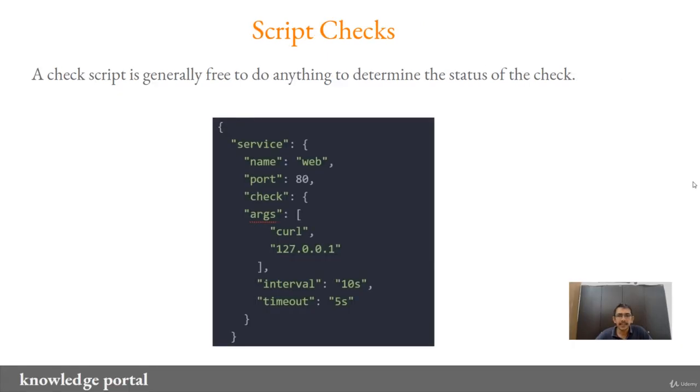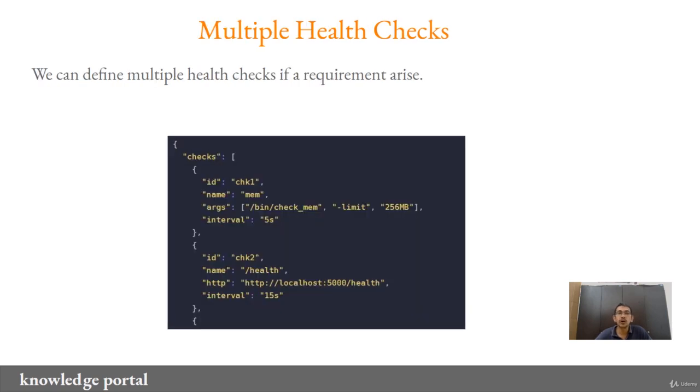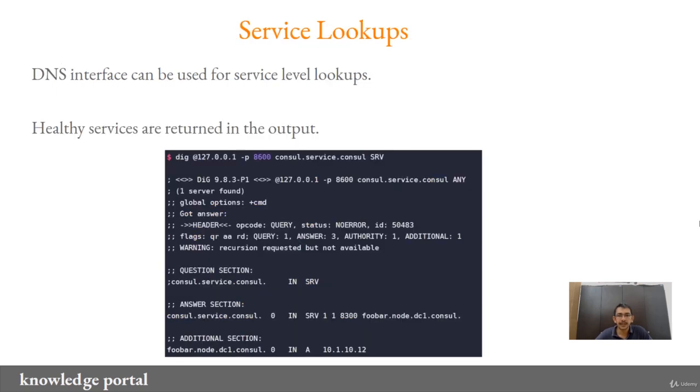Now discussing a script check. In the arguments here, you're giving a curl followed by 127.0.0.1. This is a classic example of a script check. Within the script check, you are generally free to do anything to determine the status of the check. However, one important part to remember is the exit status. Depending upon the exit status, the script check can be marked as passing or failed. Also note that you can define multiple health checks if a requirement arises. This is one important part to remember. So in exams, if they ask, can you define multiple health checks? The answer is yes.